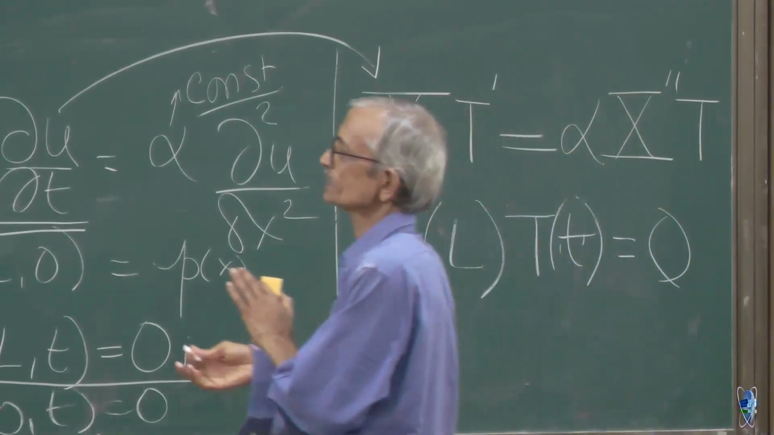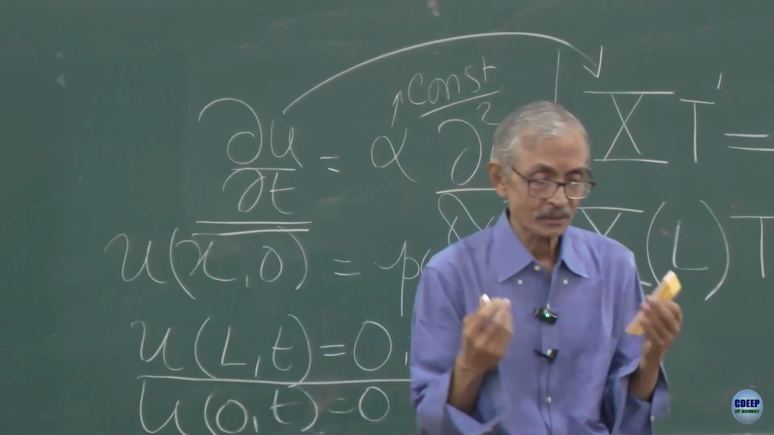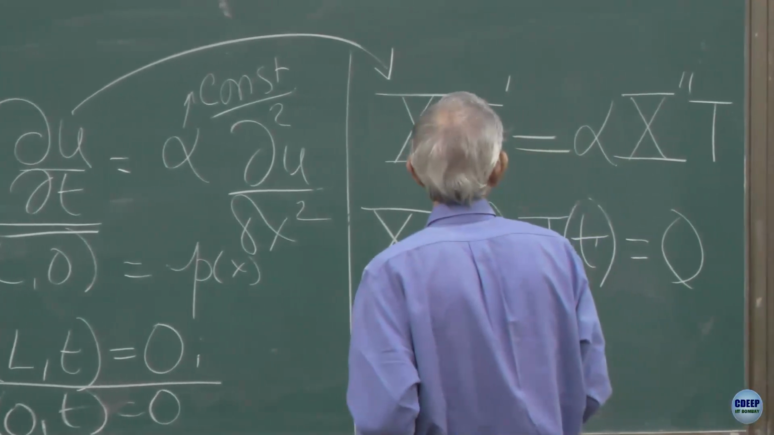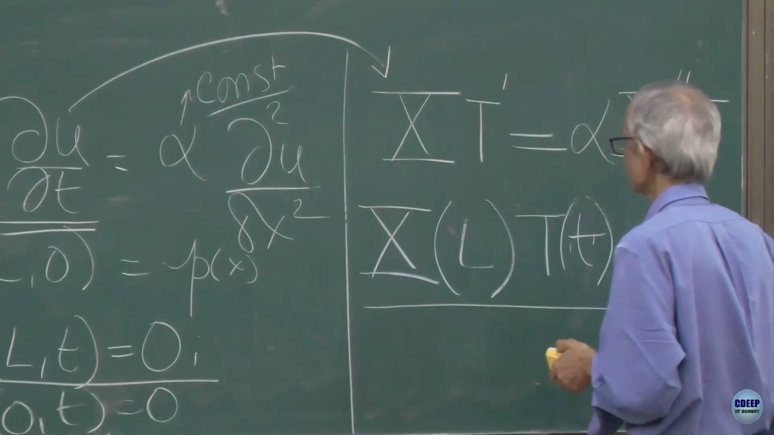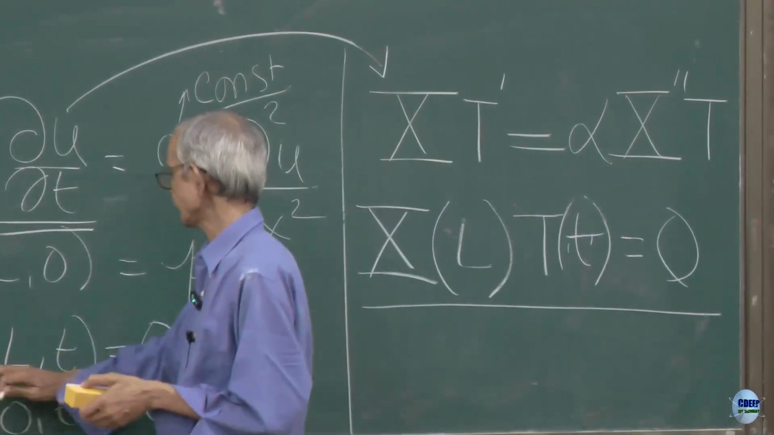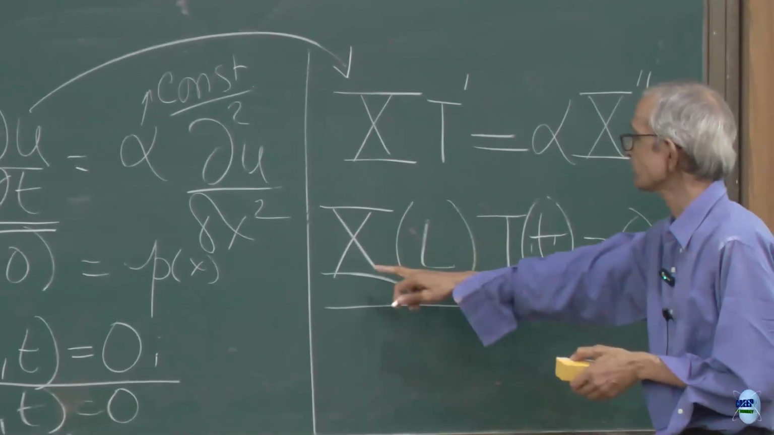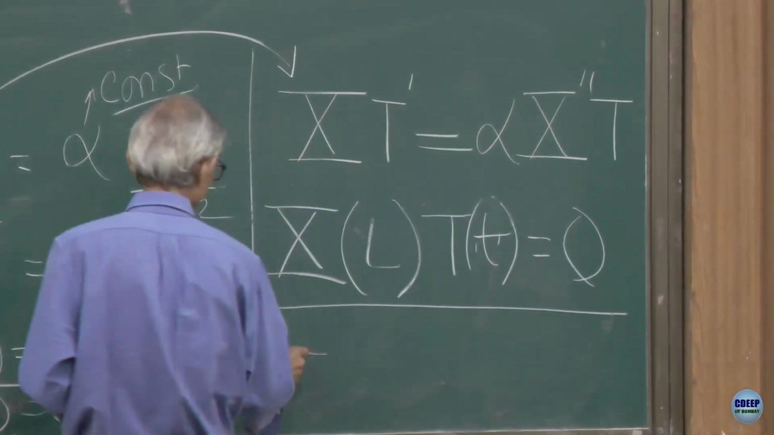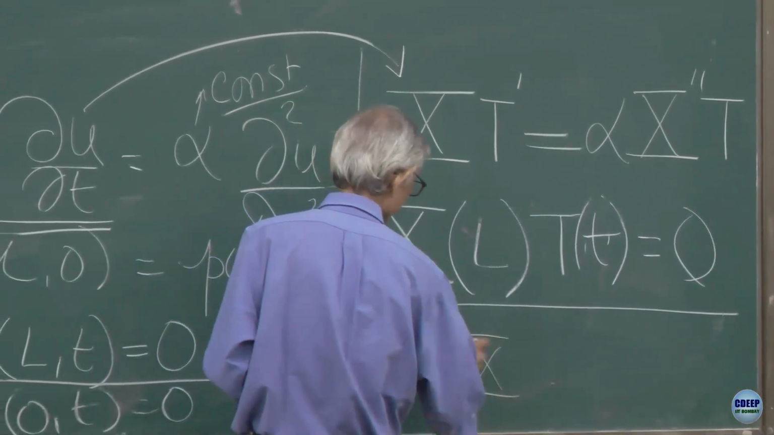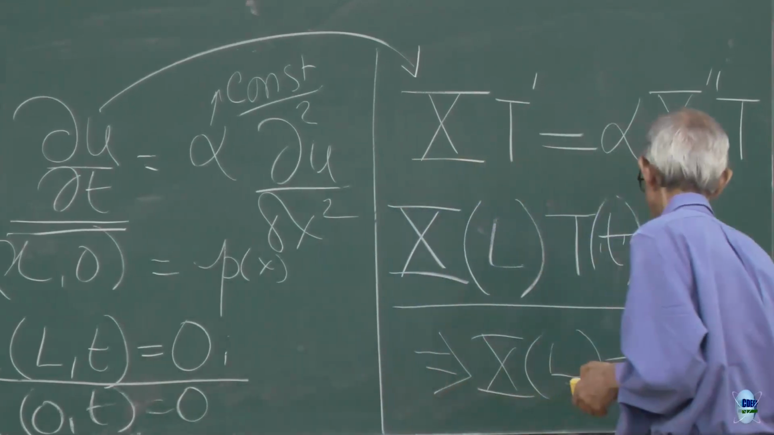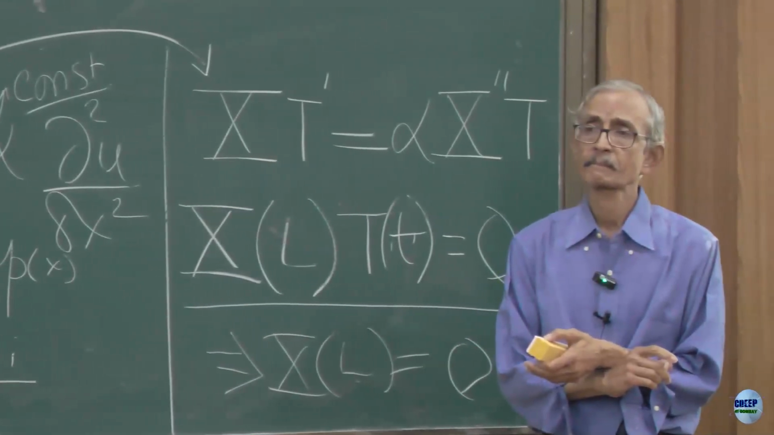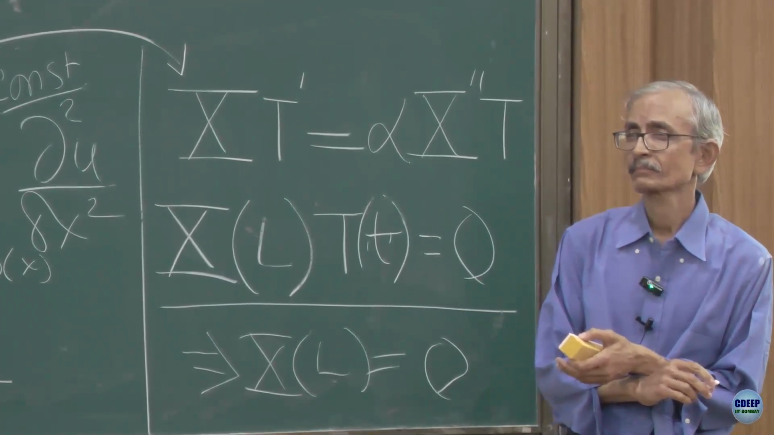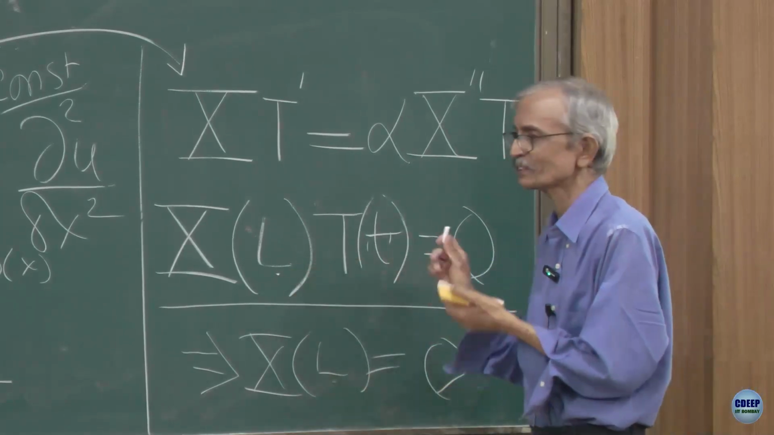Remember, in this case, everything starts looking trivial, but once we start looking at things a little more carefully, one has to be a little careful. So this here is my first condition, which was u at L and t equal to 0, and we translated that to X of L and T of t equal to 0. Now this implies X of L equal to 0. Why so? If this is 0, then also the final function is 0.